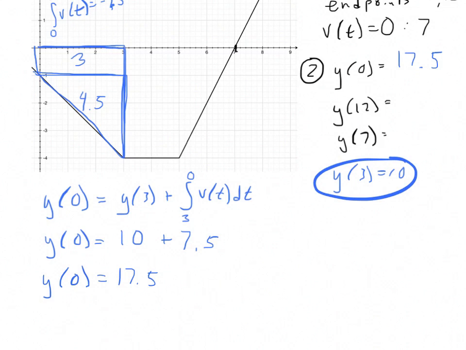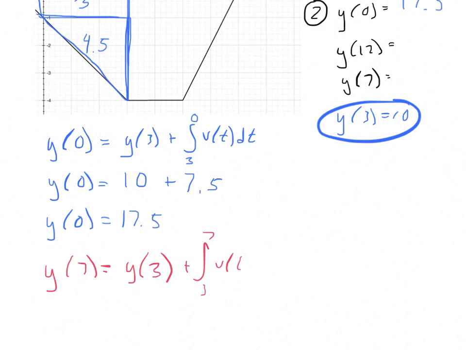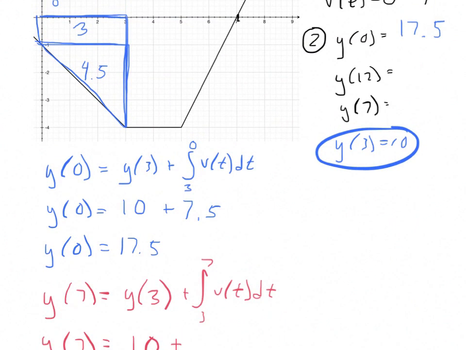I'm going to go a little bit out of order and do y of 7 next. So y of 7 should be y of 3, because that's the one they gave me, plus the integral from 3 to 7 of v of t dt. So y of 7 is 10, which they initially gave me, plus the integral from 3 to 7.